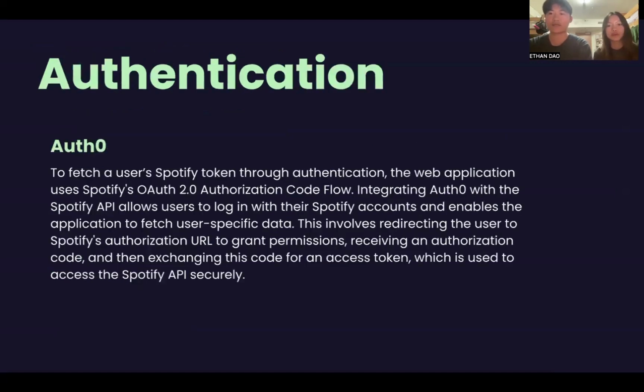To speak a little bit more about authentication, we used Auth0, which is used to fetch a user's Spotify token, and the web application then uses Spotify's OAuth 2.0 authorization code flow. Integrating Auth0 with the Spotify API allows users to log in with their Spotify accounts and enables the application to fetch user-specific data. This involves redirecting the user to Spotify's authorization URL to first grant permissions. It then receives an authorization code and exchanges this code for an access token, which is finally used to access the Spotify API securely.